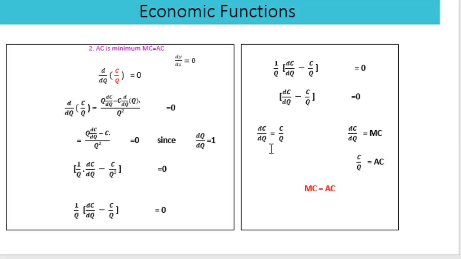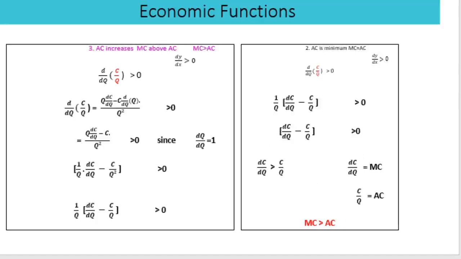What is this dc by dq? Dc by dq is marginal cost. C by Q is the average cost. Therefore, marginal cost equals average cost when AC is minimum. That is, when the AC function is minimum, then marginal cost equals average cost. The third relationship is given here.